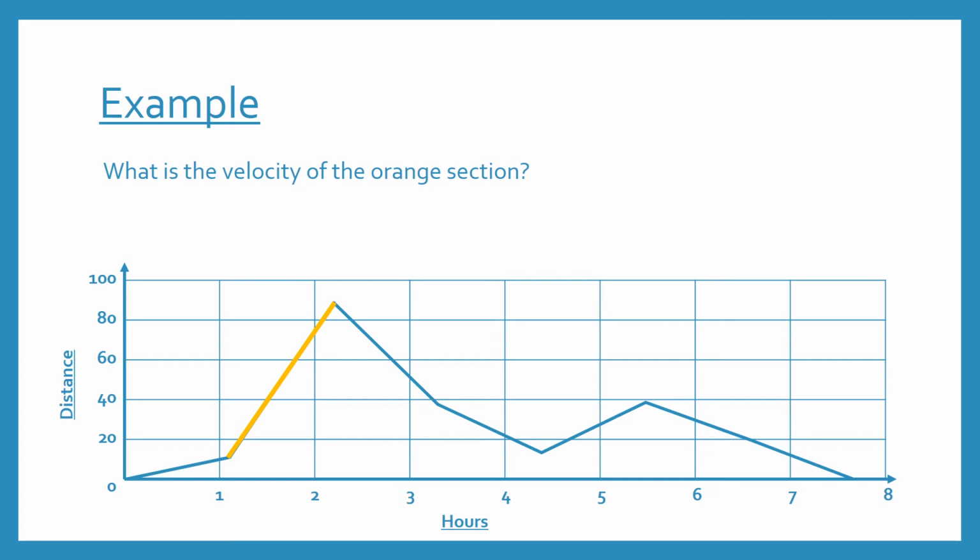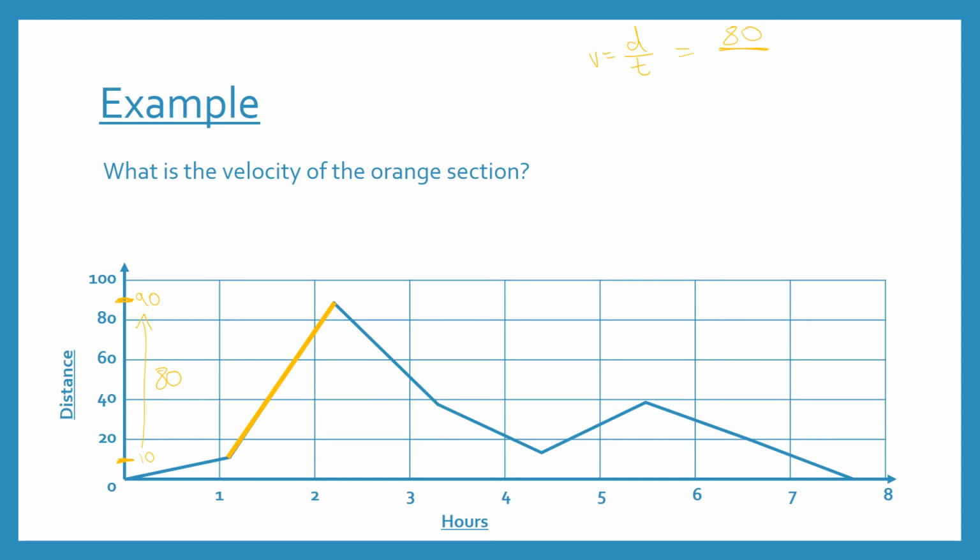So we're going to start by finding out what the velocity is of this orange section. Now we need to remember our formula. Velocity equals distance over time. So we're trying to find our velocity, so we need to work out what our distance and time is. Now we can look at our map and we can see that we've started here and we've ended here in our orange section. So we've gone from 10 to 90. So we've gone all this distance, which means that our distance is now 80. So we've traveled 80 units in whatever time we've been given.